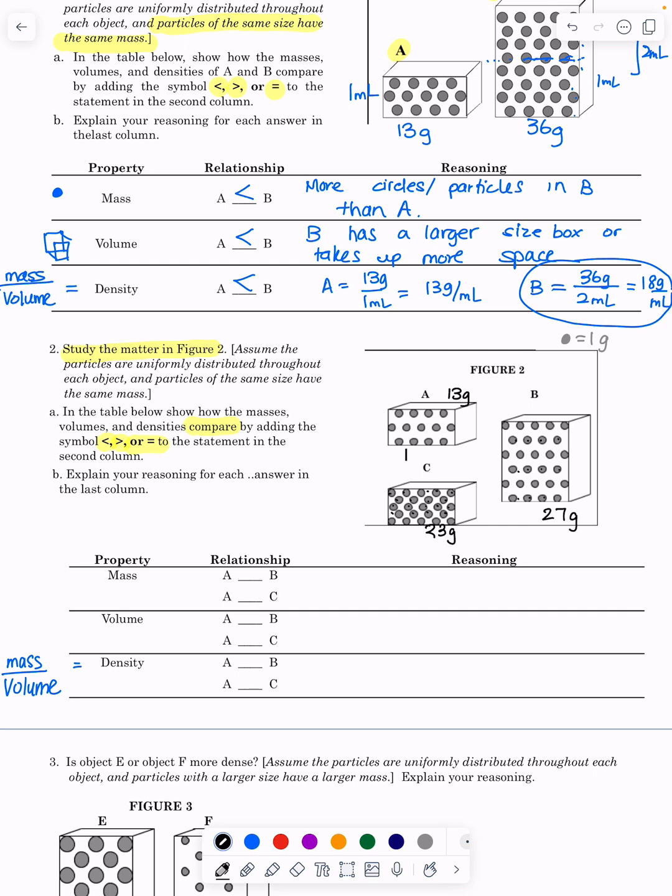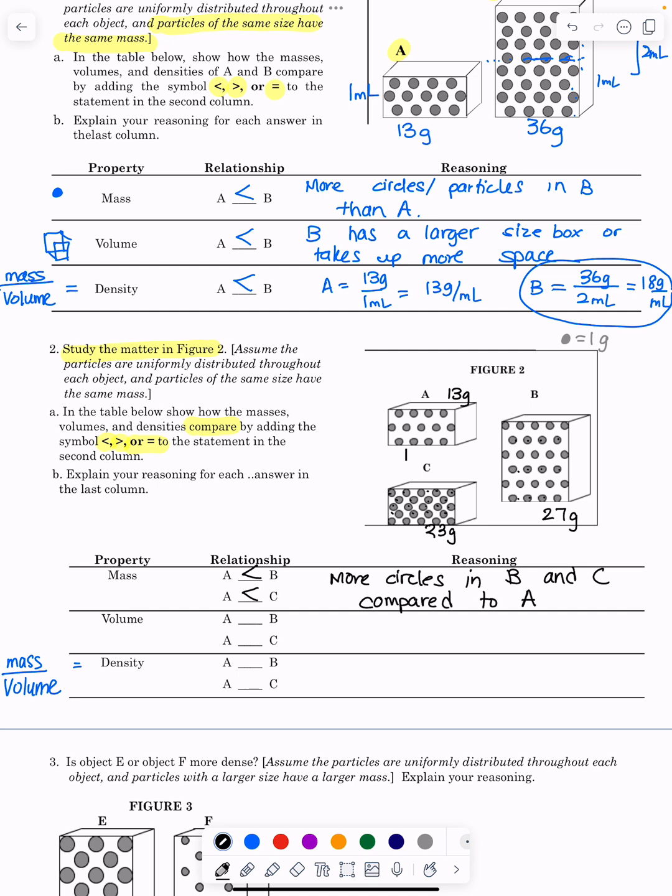So for mass now, A compared to B, I could easily do this. It looks like B is larger in mass. And then A compared to C, looks like C has a larger mass. And the reasoning: more circles in B and C compared to A.